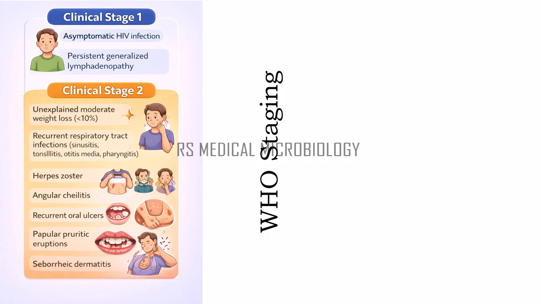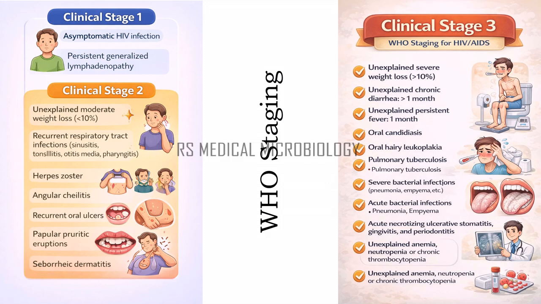dermatitis. This is followed by stage 3, where the weight loss is more than 10%, unexplained chronic diarrhea of more than a month, unexplained persistent fever of more than a month, oral candidiasis, oral hairy leukoplakia, pulmonary tuberculosis, severe bacterial infections, acute necrotizing ulcerative stomatitis, unexplained anemia, and the cell counts will be much lower.